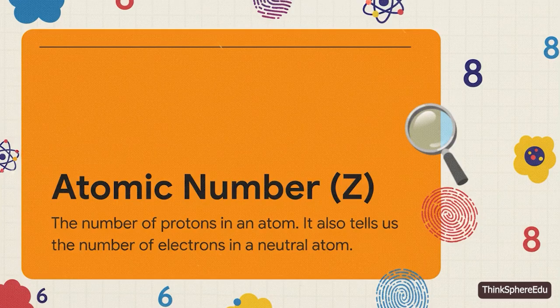And here's a cool trick. In a normal, balanced atom, the number of positive protons has to equal the number of negative electrons. So that one little number actually tells you both.